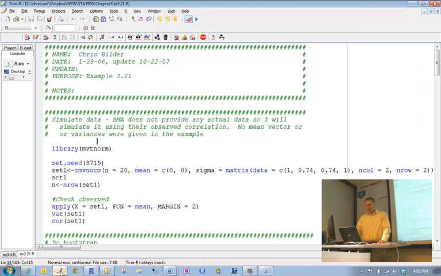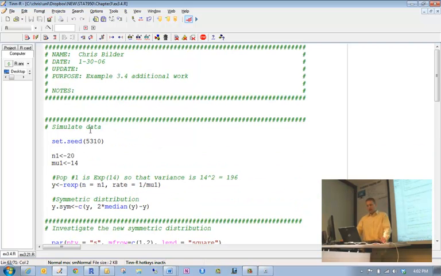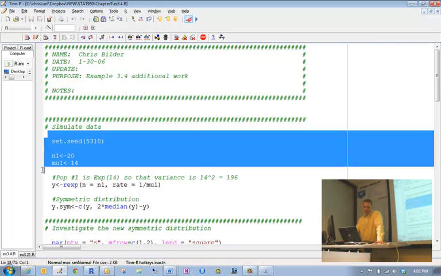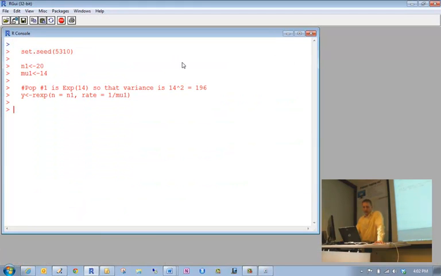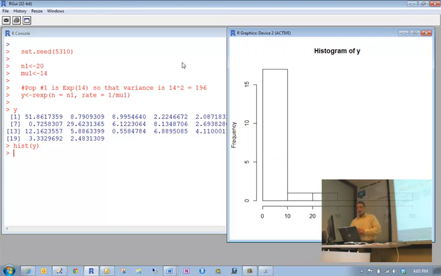So what I've done is simulate data from a non-symmetric distribution, simply an exponential. I set a seed. Let's say I have a sample size of 20. Let mu be 14, and use the rexp function to get my non-symmetric data. Looking at the histogram of y, you can see obviously it's not symmetric.